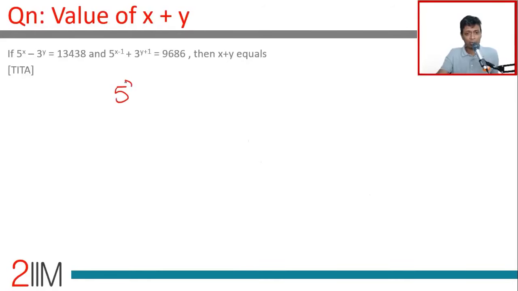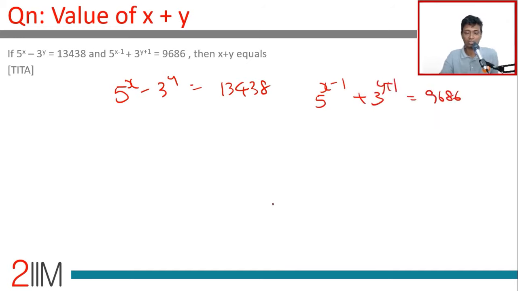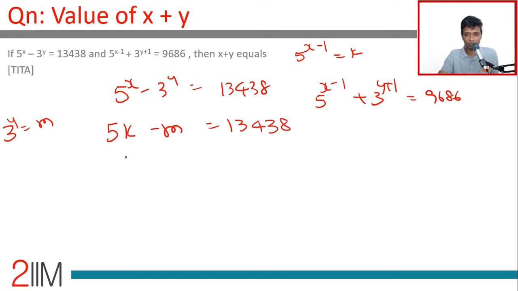5 power x minus 3 power y is 13438. 5 power x minus 1 plus 3 power y plus 1 is 9686. There's 5 power x, there's 5 power x minus 1, so I'm going to say let 5 power x minus 1 equals k. There's 3 power y plus 1, let 3 power y equals m. This is 5k minus m equals 13438. This is k plus 3m equals 9686.